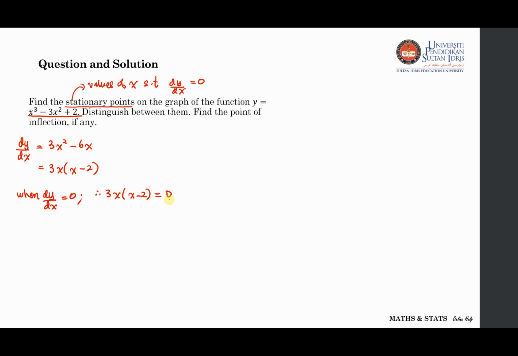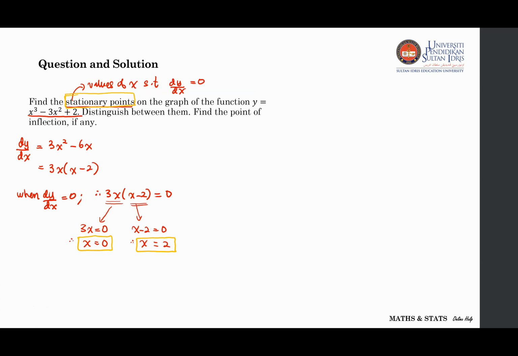In this situation, we have two scenarios to consider. The first one is 3x equals 0, and therefore x must be equal to 0. So this is the first solution. The next scenario is x minus 2 equals 0, and therefore x must be equal to 2. So these are the stationary points asked for by the first question.